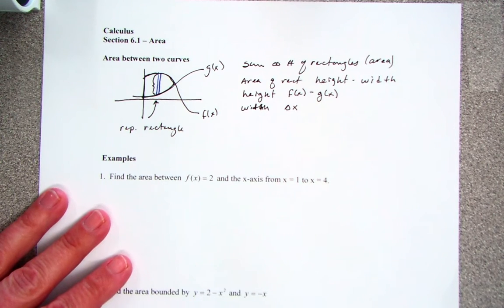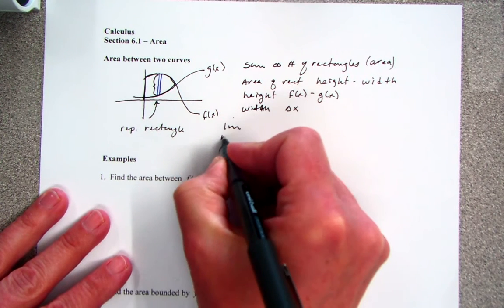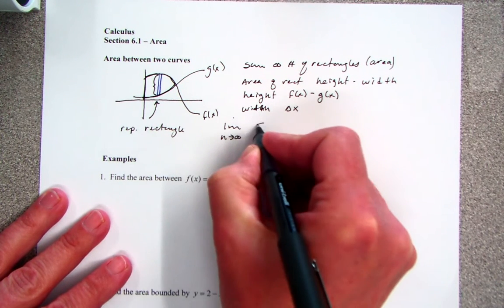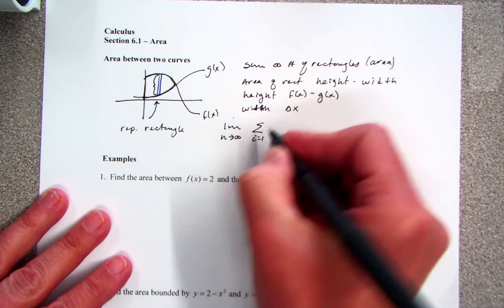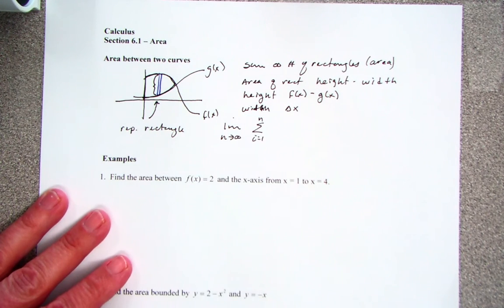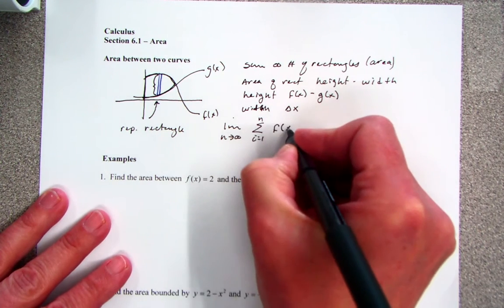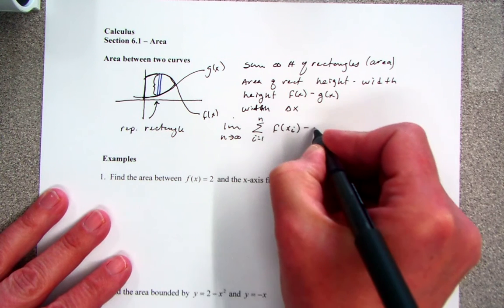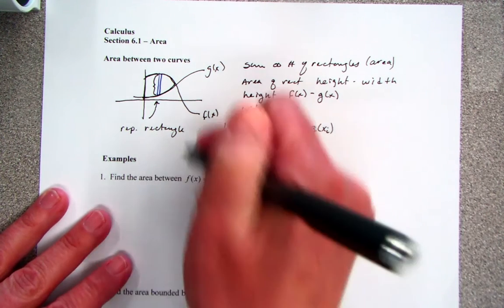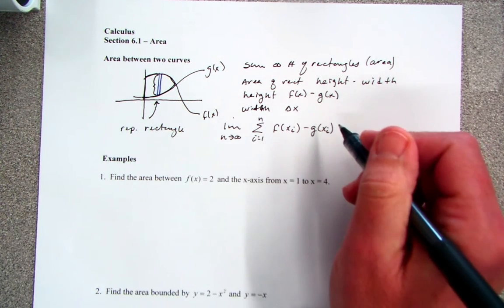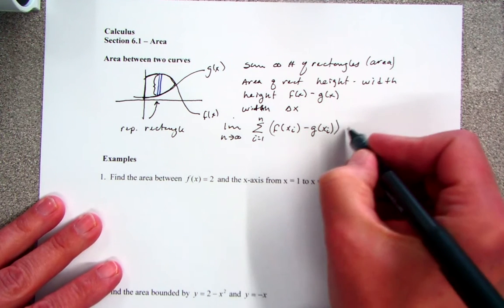And so what we needed to do was take the limit as the number of rectangles went to infinity. Remember that symbol? Summation as i goes from 1 to n. And we are looking at the height, which is f at x sub i, because that's changing, minus g of x sub i. It's different every time that I hit that i. And that's my height. And we're multiplying it by delta x, the width.